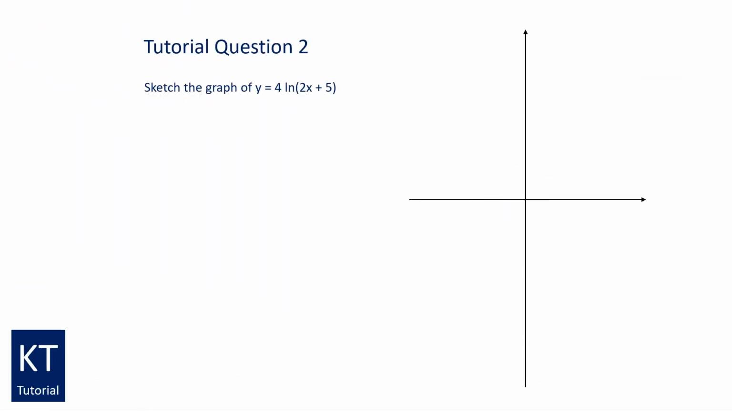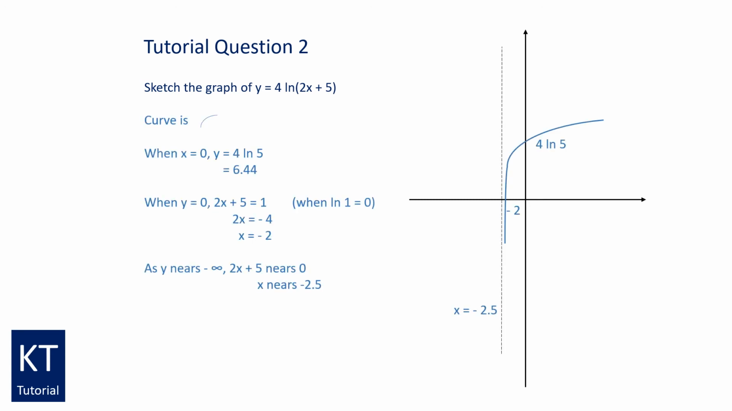Tutorial question 2. Sketch the graph of y being equal to a log expression. The curve will take on the usual curve of a log, and when its x is 0, its y can be calculated as being 6.44, or more precisely as 4 log of 5.